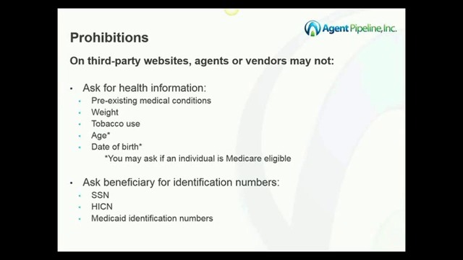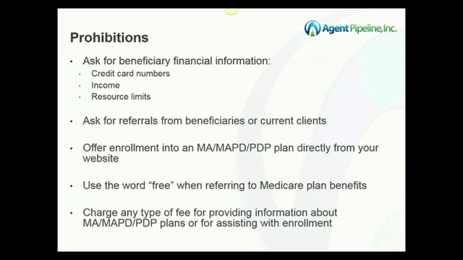You cannot ask for beneficiary identification numbers on your website. That's going to include things like their Social Security number, their HICN number, or any sort of Medicaid identification numbers. You can't ask for any sort of financial information, credit card numbers, income, resource limits, anything like that. You're not allowed to solicit referrals from beneficiaries or from current clients. So you can't say, send me all of your information and I'll call all of your current clients, or anything like that.